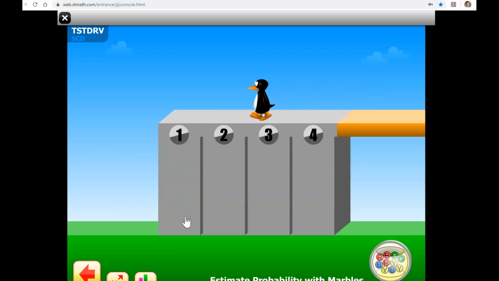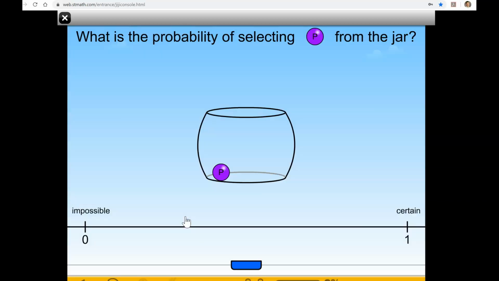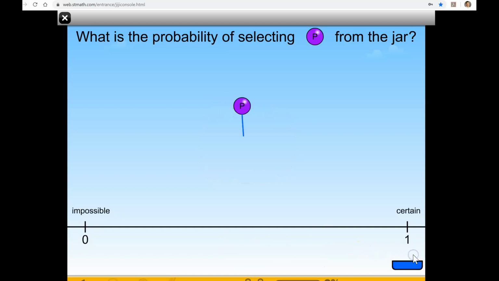This bubble is somewhat similar, except instead of a spinner, we have a jar, and you're going to put the continuum, your answer on this line. So what's the probability of selecting P from the jar? Well, there's only one P purple marble, so it's absolutely certain. I can't grab anything else, so it's definitely 1 out of 1, hence why it ends up on certain.